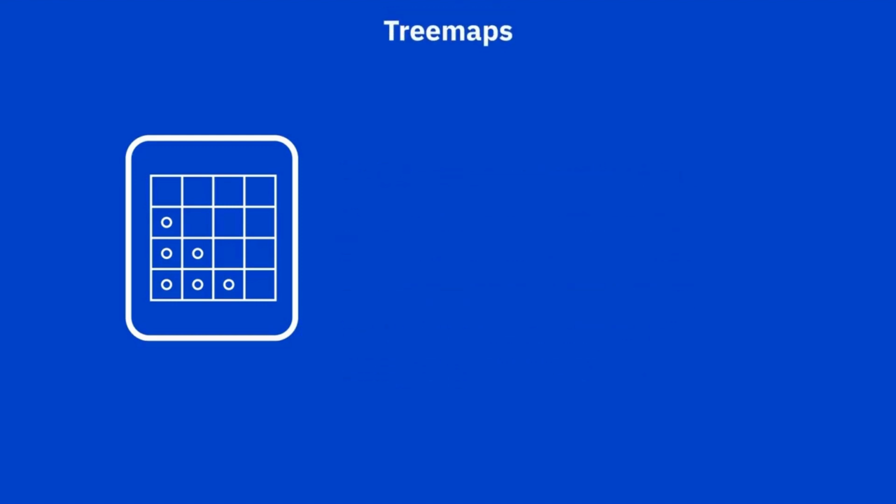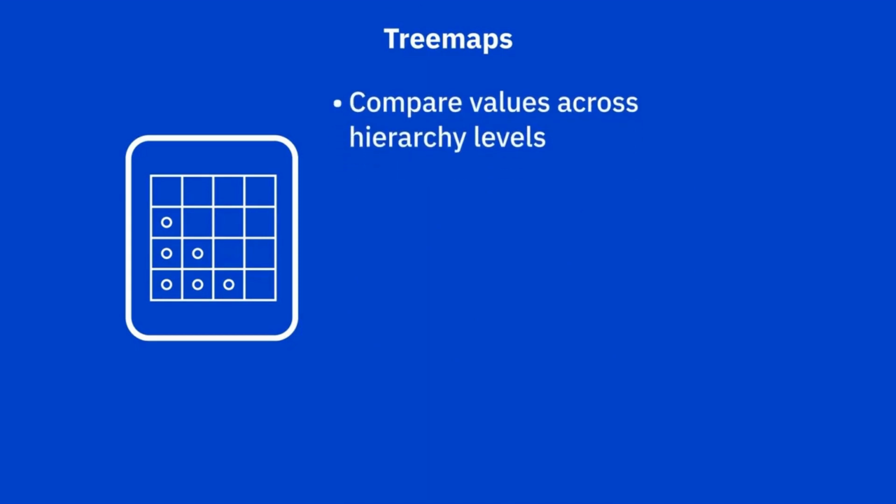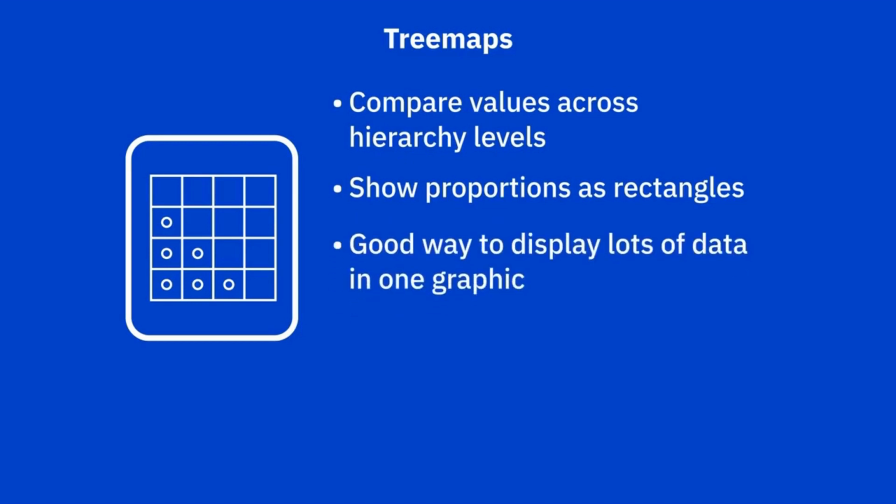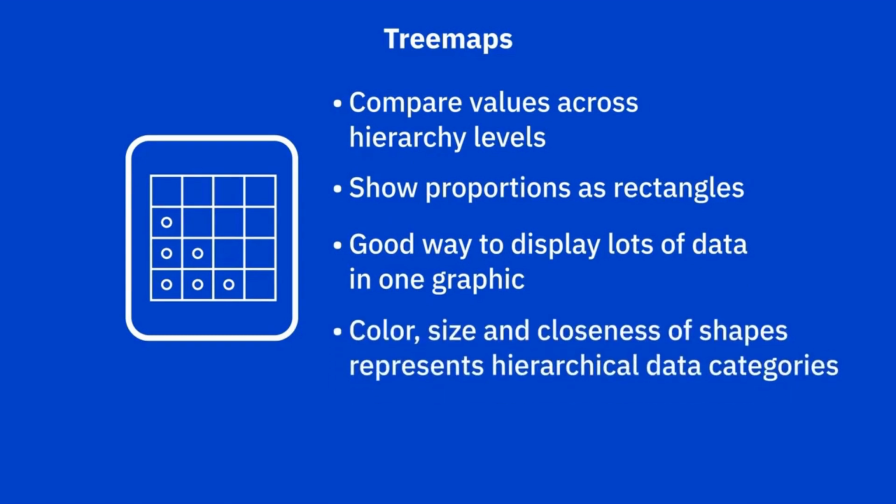Let's start with tree maps. A tree map chart is used to compare values across hierarchy levels and show proportions within hierarchical levels as rectangles. Tree maps are a good way of displaying lots of data in one graphical asset because they use the color and closeness of proportional shapes within the chart to represent hierarchical data categories, which is a difficult thing to achieve with most other types of chart.